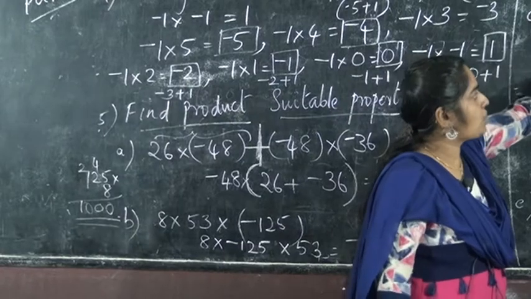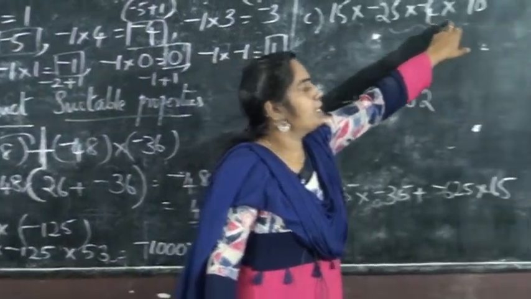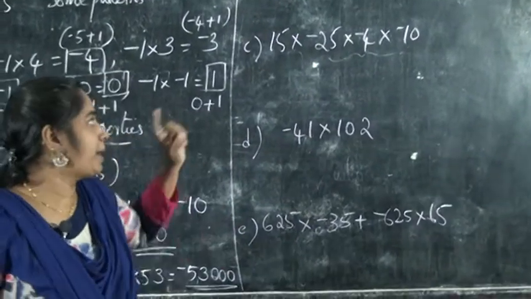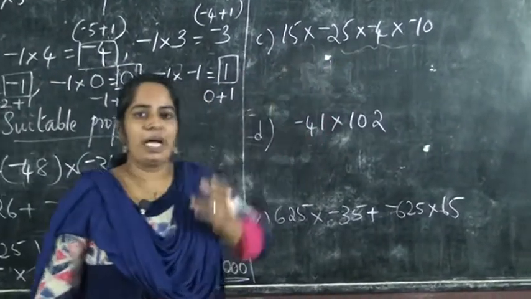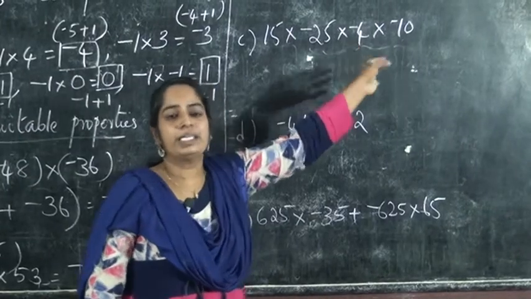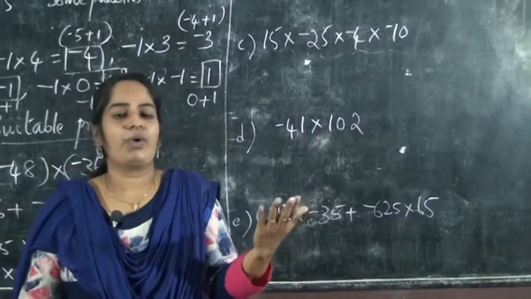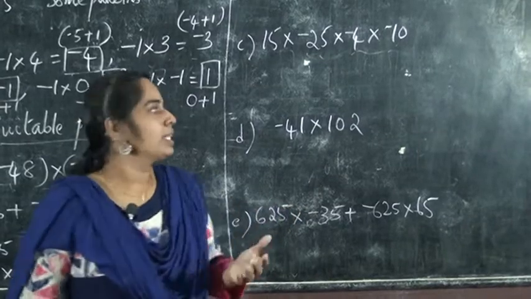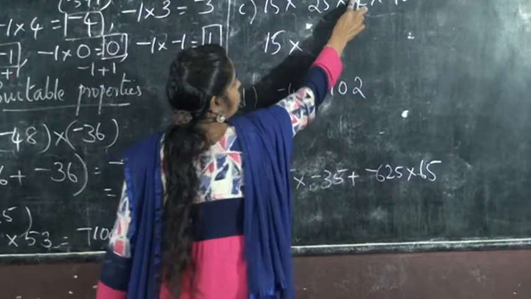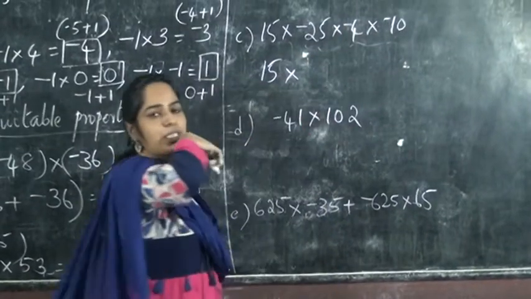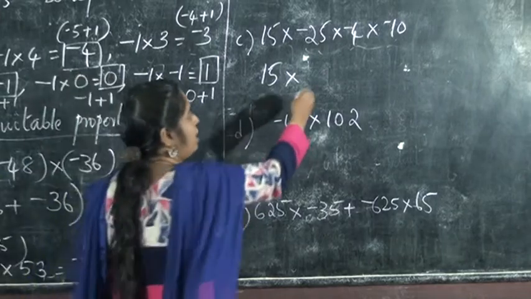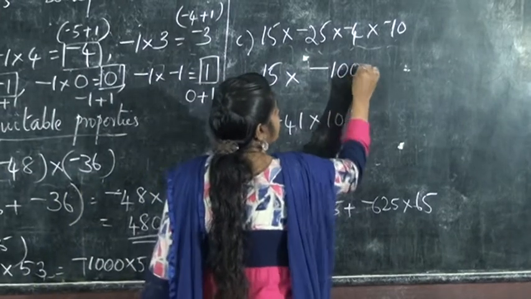15 into minus 25 into minus 4 into minus 10. You all know, you all understand. When you look at those numbers, you know it will be 100, isn't it? 25 into 4, what is 25 into 4? It is 100. 100 into 10, what is 100 into 10? It is again 1000, isn't it? So 15 into minus into minus into minus. What is minus into minus into minus? That is again minus, isn't it, children? So it becomes minus 1000.